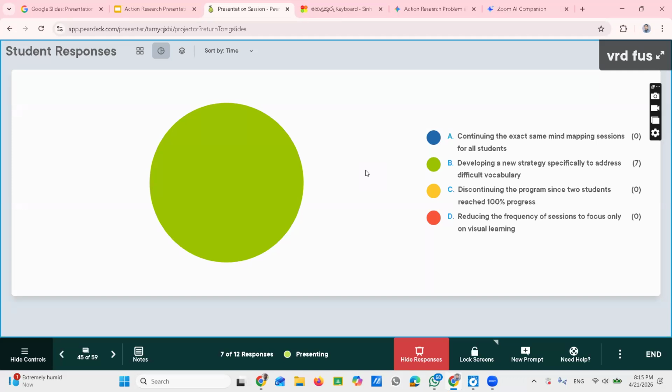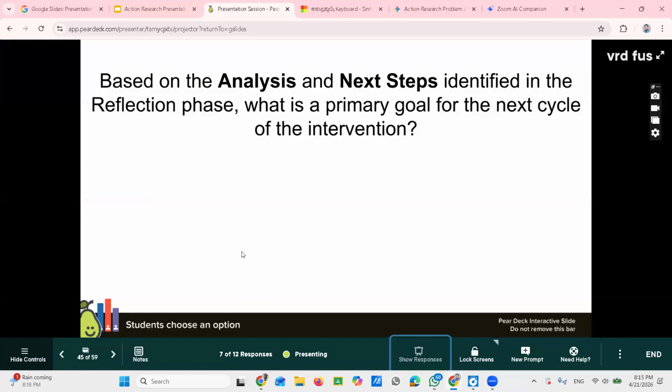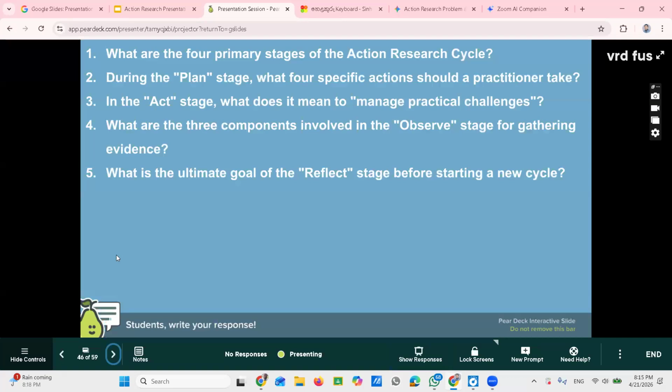Seven of you sent the answer, and seven are correct. That is what the teacher focuses on in the next step. The teacher wants to focus on difficult vocabulary. Okay, that's the end of each step in the action research cycle.